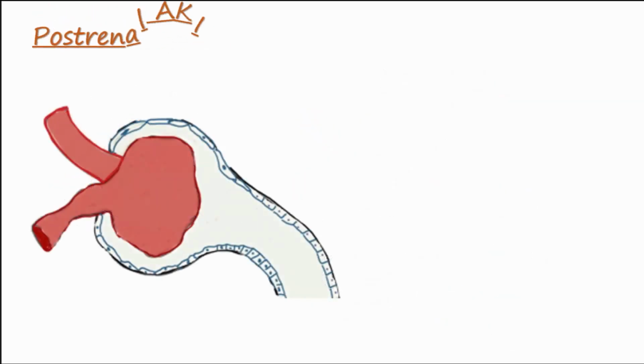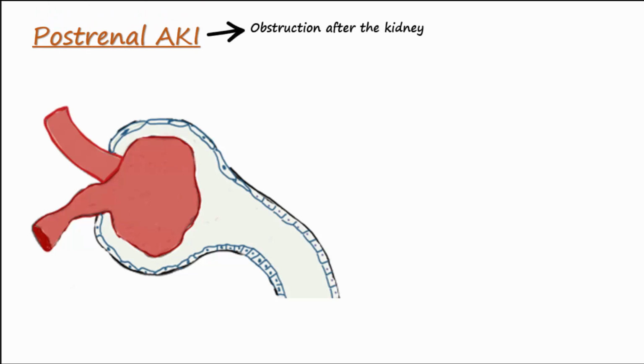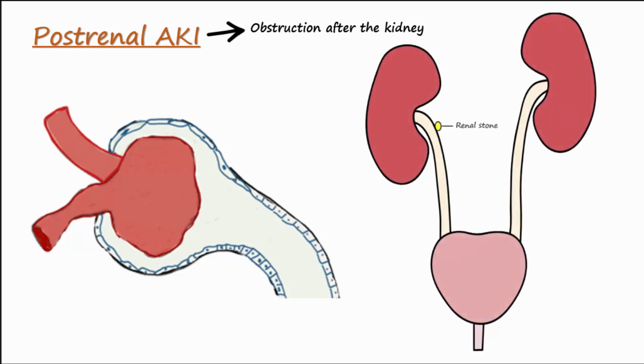Postrenal AKI is due to an obstruction in the urinary tract that is located after the kidney. The obstruction limits or blocks filtrate or urine flow. The postrenal obstruction may be due to a renal calculus in the ureters or urethra, or from a narrowing of the ureter called strictures. Expanding intra-abdominal tumors may compress on the ureters, bladder, or urethra externally and obstruct urine flow.